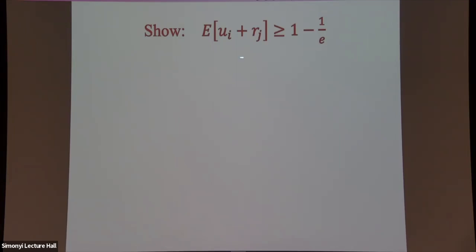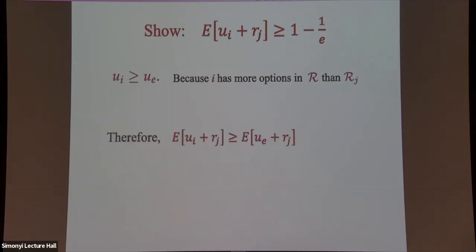So this is what we need to show, that the sum of the expectations of UE and RJ is at least 1 minus 1 over E. And we know that the random variable UI will be at least UE, because UE is determined in a graph in which J is not even present. If J is present, then I has more options, so it will get even more utility. So UI will be at least UE, and therefore this sum is at least that sum in expectation. It turns out that we can show that the expectation of UE plus RJ is at least 1 minus 1 over E, and that will give the earlier statement, the main lemma.